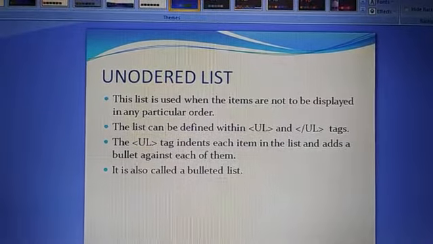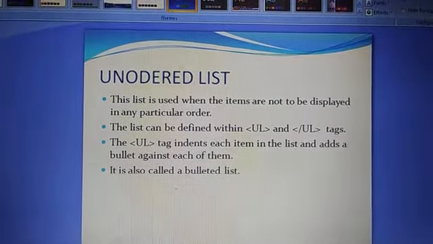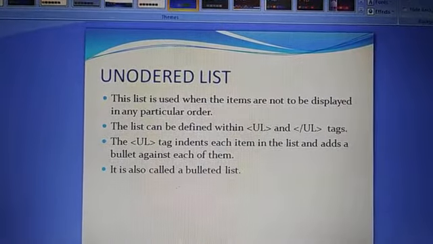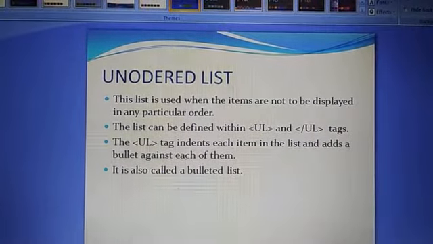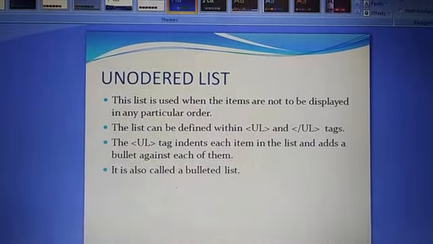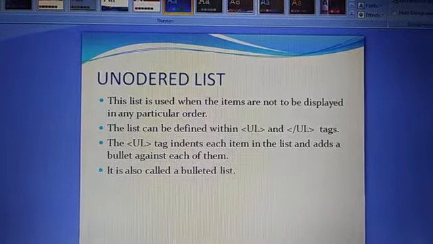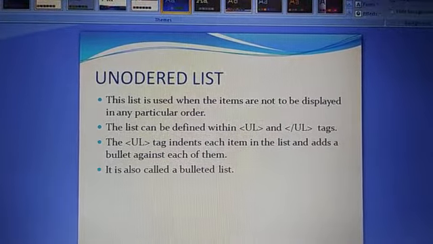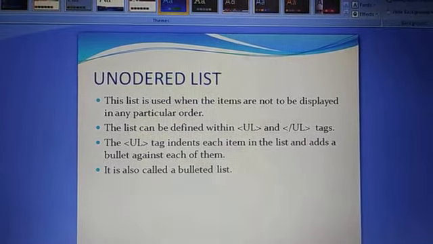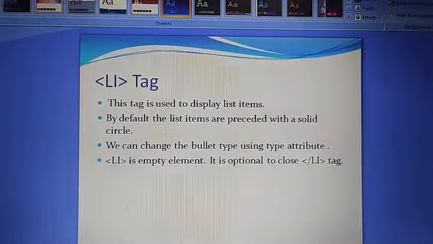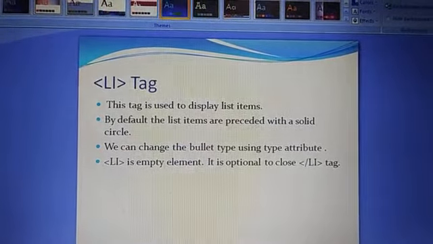The UL tag indents each item in the list and adds bullets against each of them. To add an item in the unordered list we will use a new tag, that is the li tag. This list adds bullets against each item, that's why it is also called the bulleted list. Now how to add the items in a list? For that we will use the li tag.